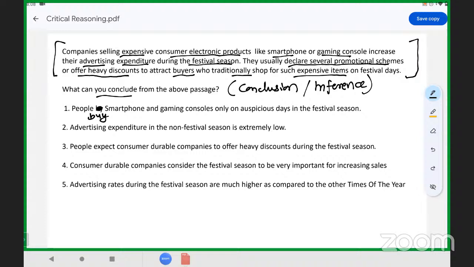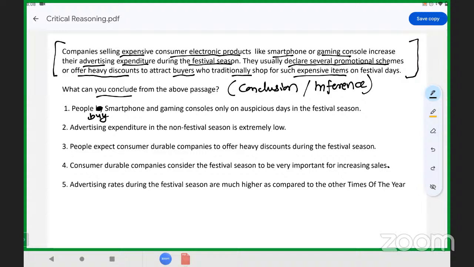So what options do we have? First, people buy smartphones and gaming consoles only on auspicious days in the festival season. Second, advertising expenditure in the non-festival season is extremely low. Third, people expect consumer durable companies to offer heavy discounts during the festival season. Fourth, consumer durable companies consider the festival season to be very important for increasing sales. And final, advertising rates during the festival season are much higher as compared to other times of the year.